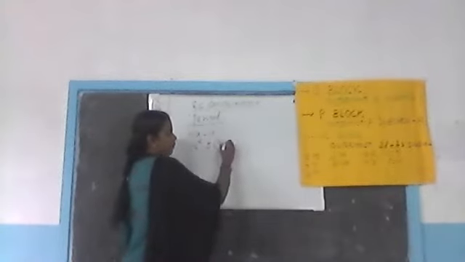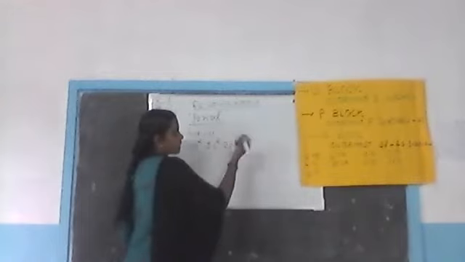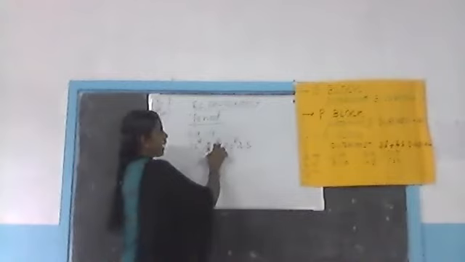So the atomic number of sodium is 11. How can you write the electronic configuration? 1s2, 2s2, 2p6, 3s... 6 plus 2, 8, 8 plus 2, 10. So balance 1 we needed. So 3s1. Okay. So here sodium belongs to which block?